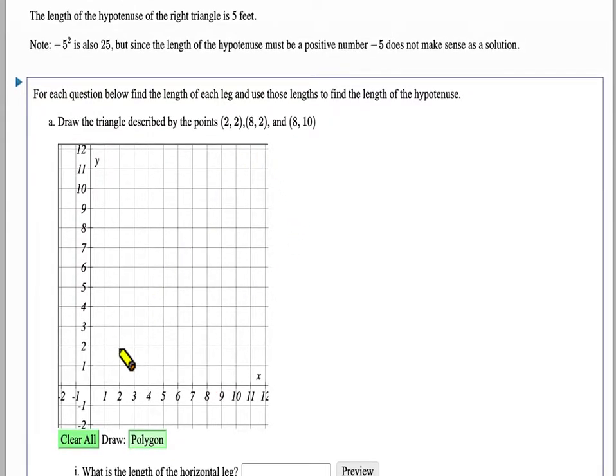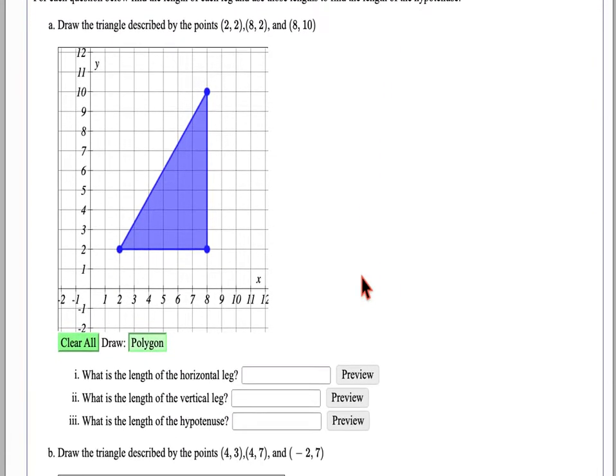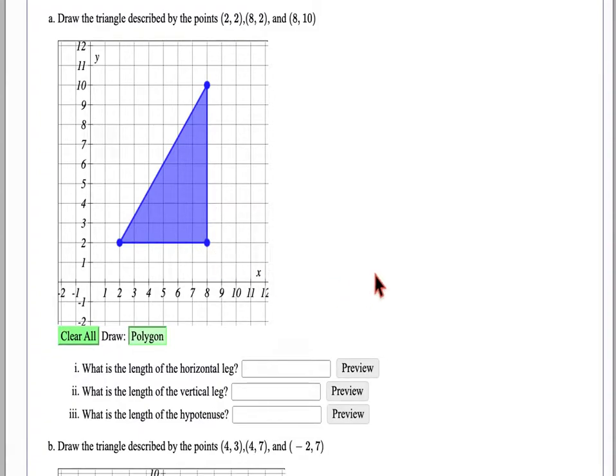And again, sometimes it seems to belabor it. 8, 2 is here, and 8, 10 is up here. But it does help some of us, especially if you have a tendency to transpose numbers. This helps the training to say, okay, the first coordinate is your horizontal, it's your x. Second coordinate is your vertical, it's your y.